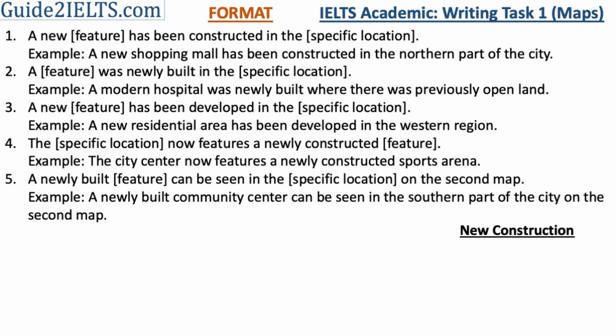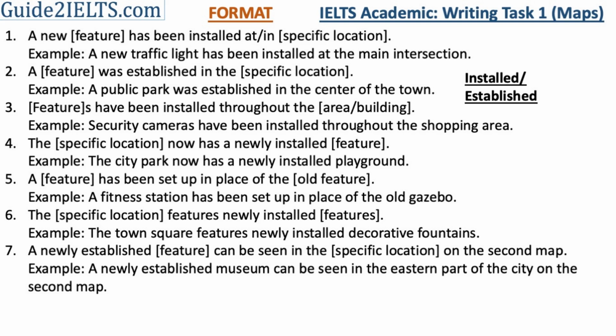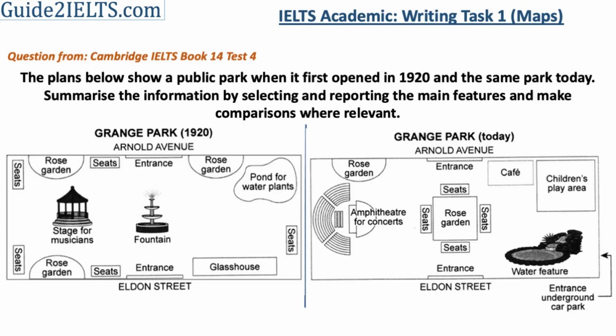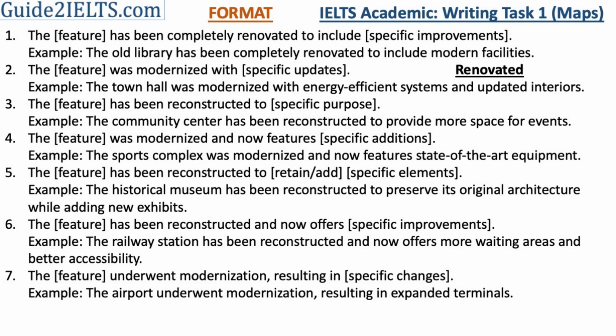We can use the verb installed when we are talking about some machinery or some equipment that is placed there instead of constructed there. This can be used for things like solar panels or fountains. For example, a fountain had been installed in the center of the park when it initially opened. Renovate, modernize, and reconstruct are words which can be used when something old has been updated.